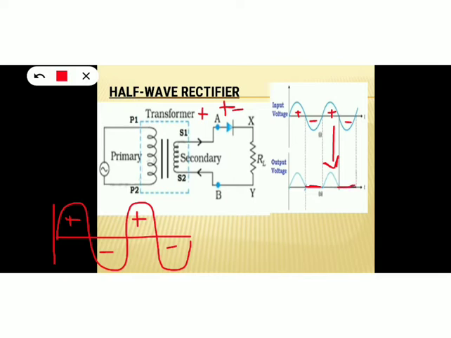So in the case of a half wave rectifier, output voltage will be there only during the positive half cycles of AC. During the negative half cycles of AC, the output voltage is not obtained. And the frequency of input and output is the same in a half wave rectifier.